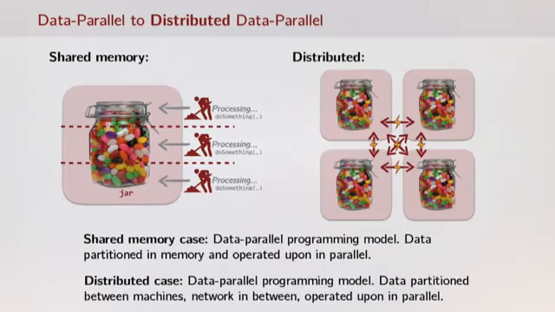So just to summarize the differences between shared memory and distributed data parallelism: in the shared memory case, you have this data parallel programming model, this collections programming model, and underneath the hood, the way that it's actually executed is that the data is partitioned in memory and then operated upon in parallel by independent threads, or using a thread pool or something like that. Yet in the distributed case, we have the same collections abstraction or data parallel programming model on top of this distributed execution, but now instead we have data partitioned between machines, the network in between, which is important, and just like in the shared memory case, we still operate on that data in parallel.